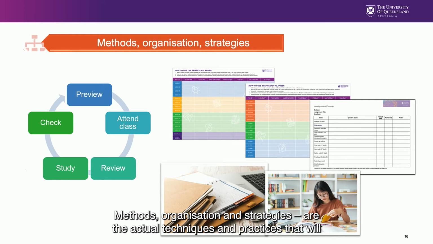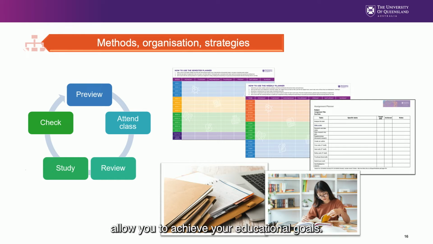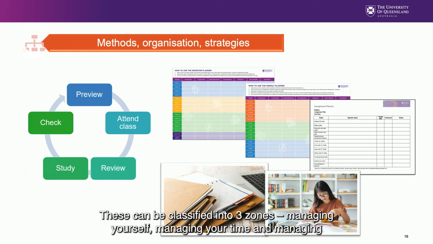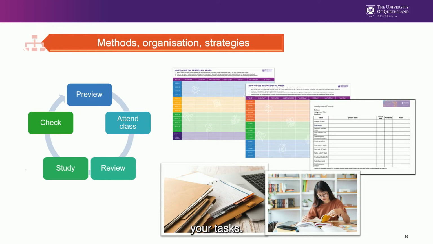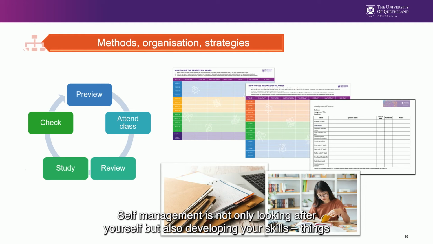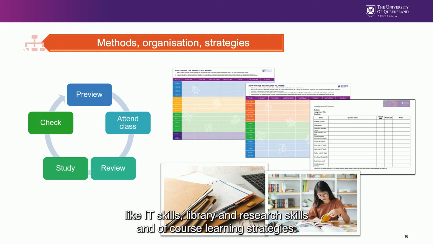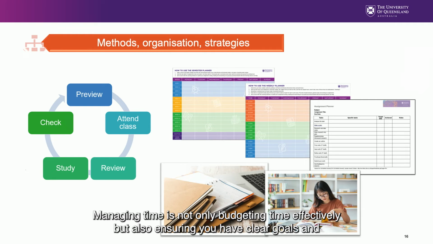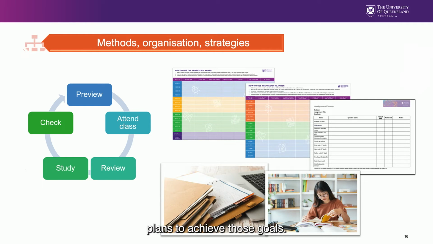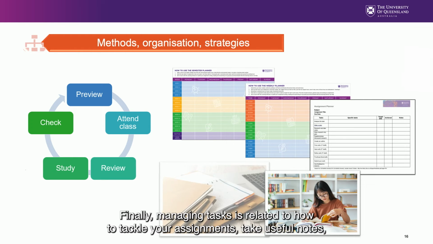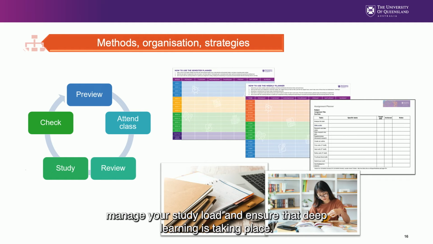Methods, organisation and strategies are the actual techniques and practices that will allow you to achieve your educational goals. These can be classified into 3 zones: managing yourself, managing your time, and managing your tasks. Self-management is not only looking after yourself, but also developing your skills, things like IT skills, library and research skills, and of course, learning strategies. Managing time is not only budgeting time effectively, but also ensuring you have clear goals and plans to achieve those goals. Finally, managing tasks is related to how you tackle your assignments, take useful notes, manage your study load, and ensure that deep learning is taking place.